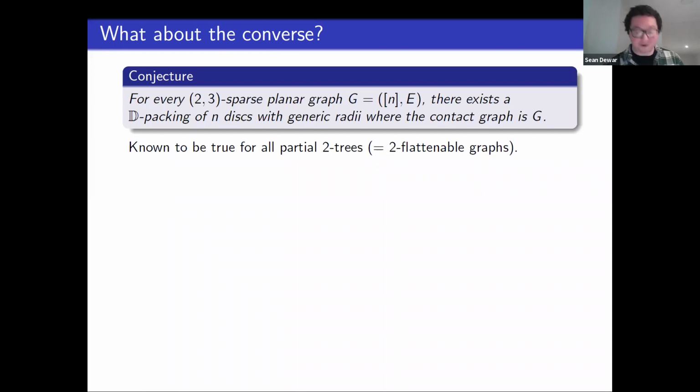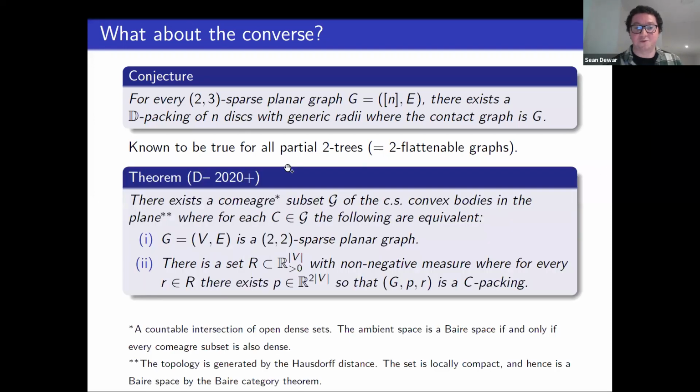Because it was quite a hard conjecture, I decided to answer an easier question, which is to show, is this true usually? So this is what this result talks about. I'm going to break down what it means because there's a lot of weird terms in it.